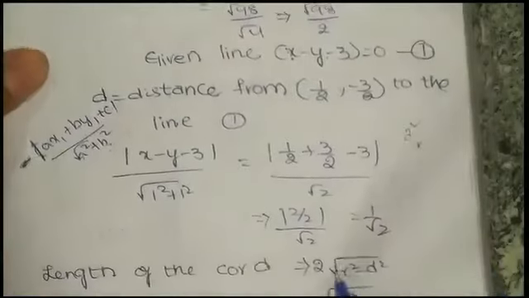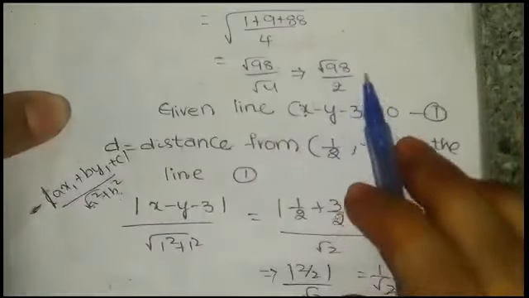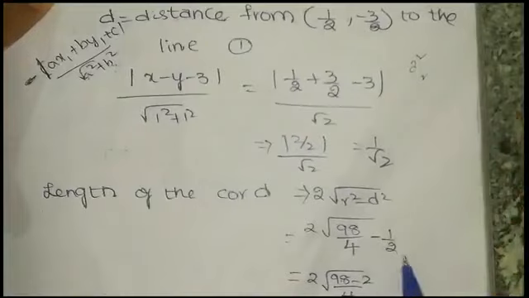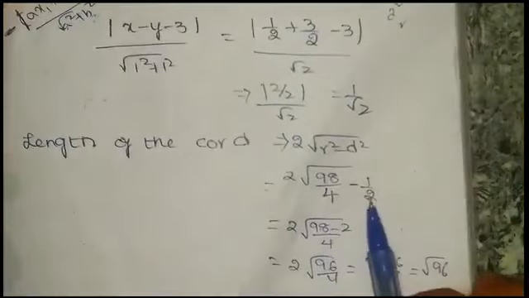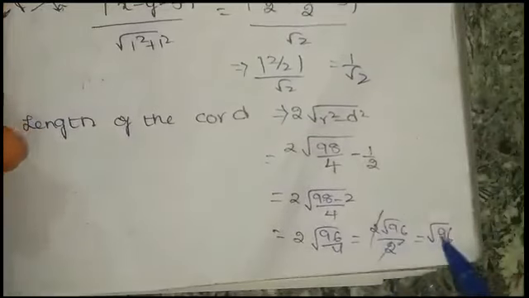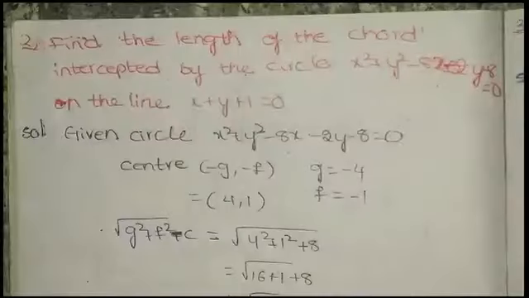Length of the chord formula is 2 into root of r square minus d square. r value is root 98 by 2, d value is 1 by root 2. So take the LCM 4: 98 minus 2. Here the 2 cancels, giving root 96. So this is the length of the chord.